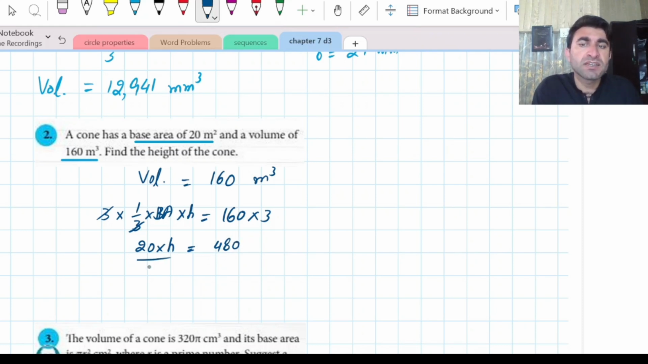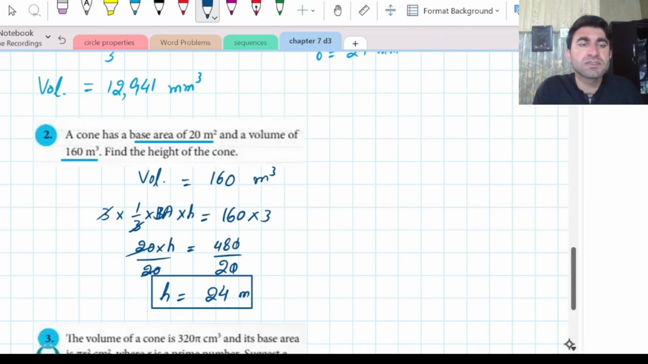And in order to find the value of h, we definitely need to divide both sides by 20, and after we cancel it out, it will become 24. So that is 24 meters. The height of the cone is 24 meters in the second question. Now let's move to question number 3.